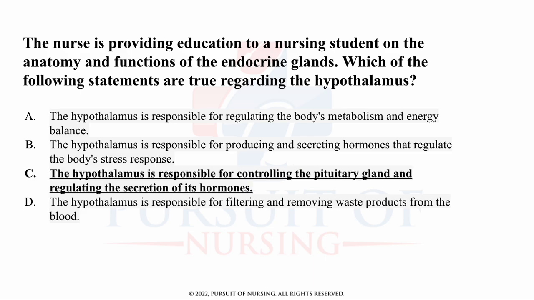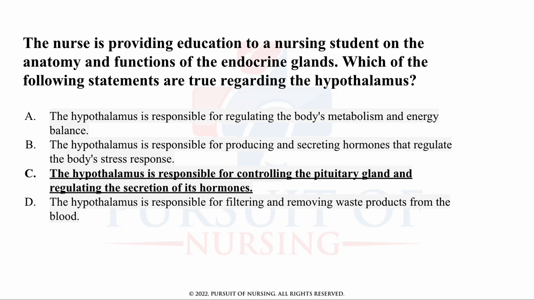All right, so the hypothalamus is responsible for controlling the pituitary gland and regulating the secretion of its hormones. So the hypothalamus is a small region of the brain that plays a crucial role in maintaining homeostasis in the body. One of its main functions is to control the pituitary gland, which is often referred to as the master gland of the endocrine system.